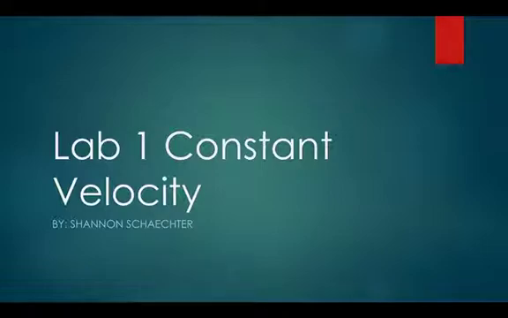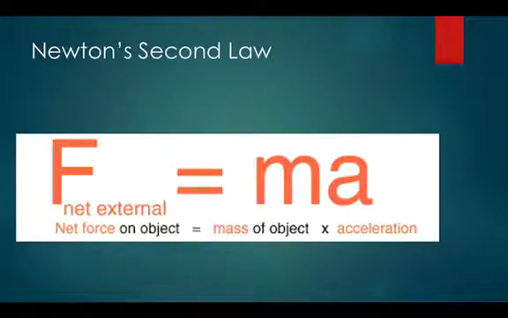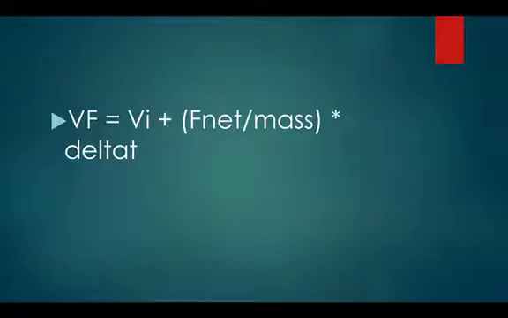Newton's first law states that if an object is moving at a constant velocity, it will keep moving at a constant velocity unless affected by a net force. We also have Newton's second law, where force equals mass times acceleration. We can derive that further to get the final velocity equals the initial velocity plus the net force divided by the mass and multiplied by the change in time.